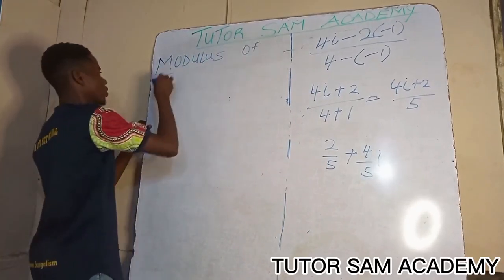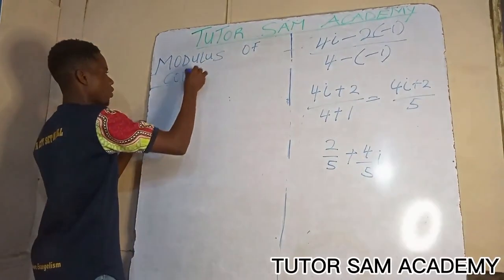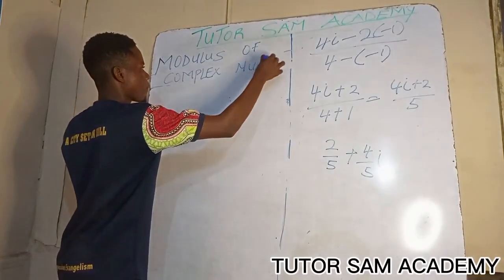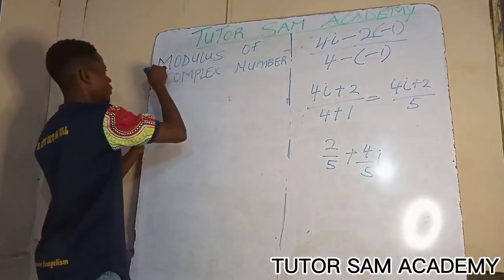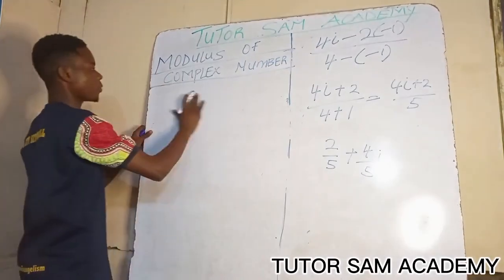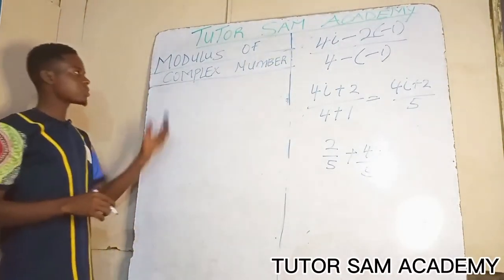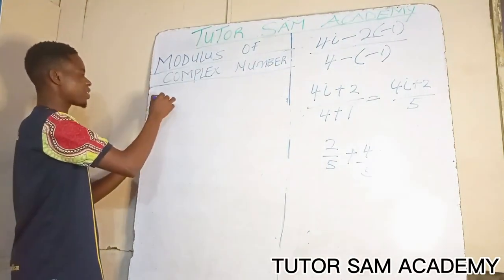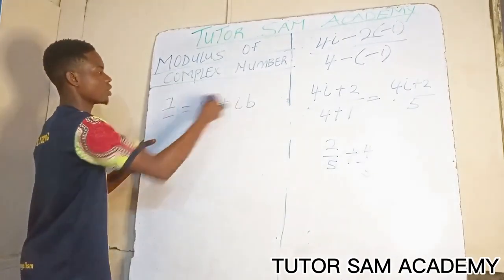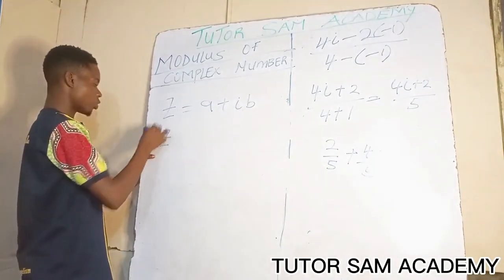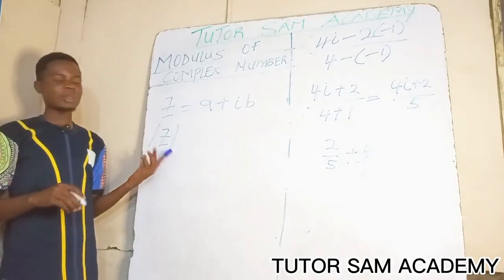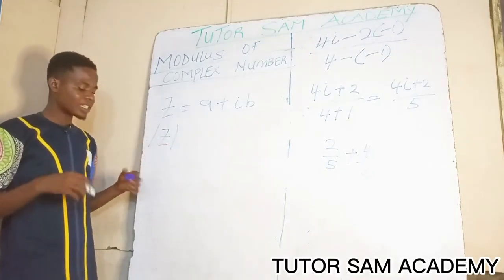Modulus of complex number. Now, let's take what is modulus. Let's say we have a complex number in this form, a plus ib. Modulus used to be in this form. Anytime you see something like this, that means it's modulus. They can give you a question, just say find this. You might not necessarily write modulus. So when you see something like this, it means modulus.